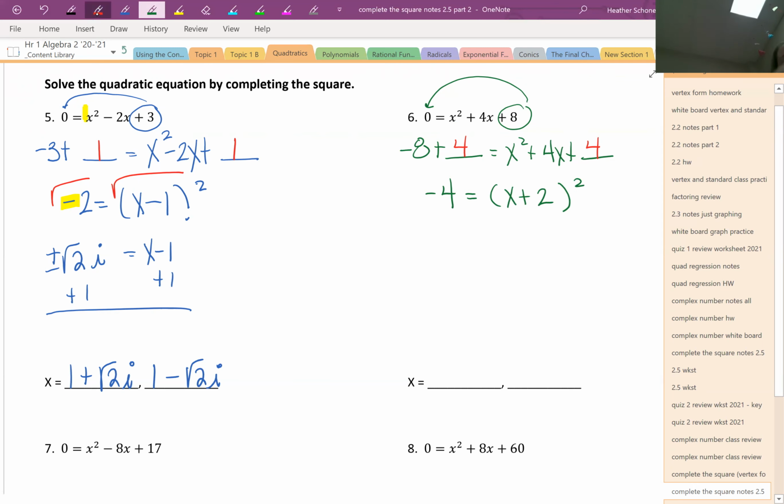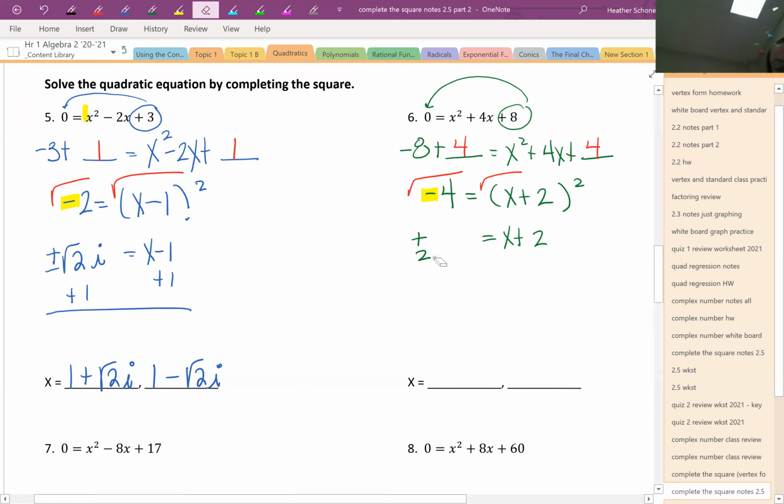Because the parentheses is by itself, now I'm ready to take the square root of both sides. The right side's easy. I get x plus 2. On the left, the square root of 4 is just plus or minus 2, but because there's a negative, I have to add an i. Whoops, and I wrote that goofy. Let's try that again. Plus or minus 2, but because of the negative, I have to add an i. So now to solve for x, I'm going to subtract 2 from both sides. So I have -2 plus 2i. I said that wrong, but I wrote it correctly. -2 plus 2i and -2 minus 2i.